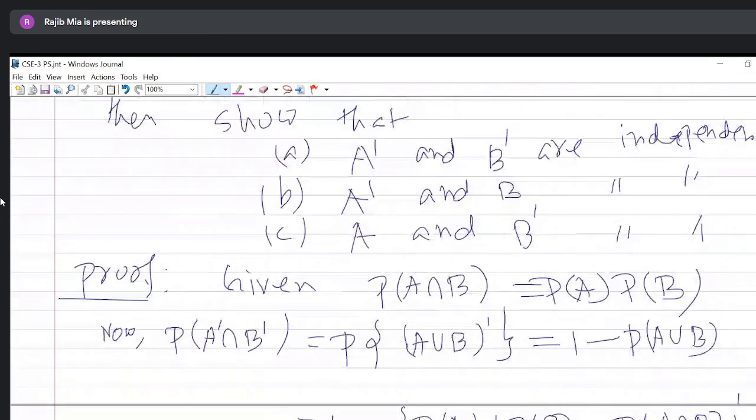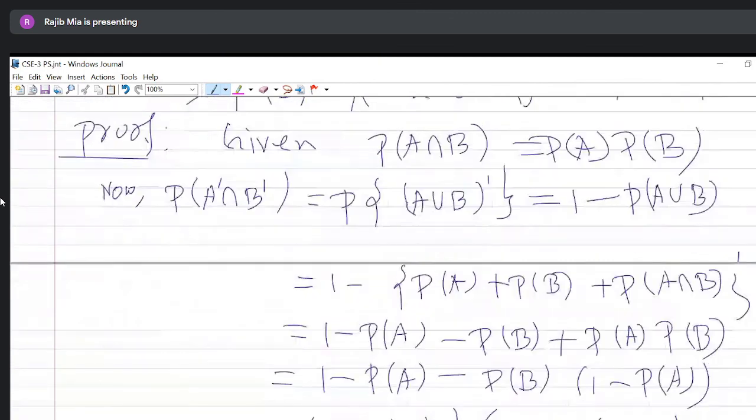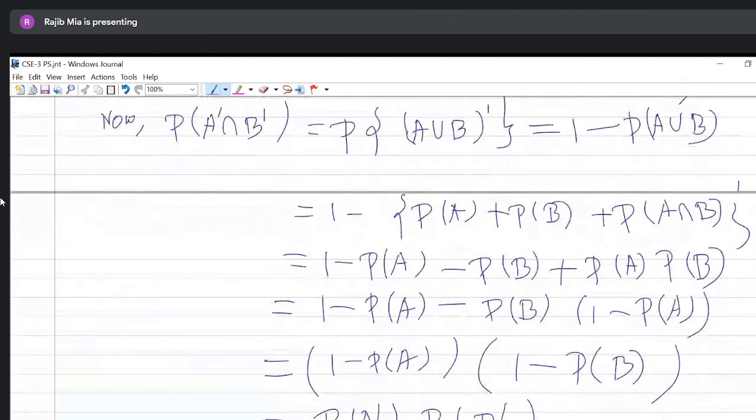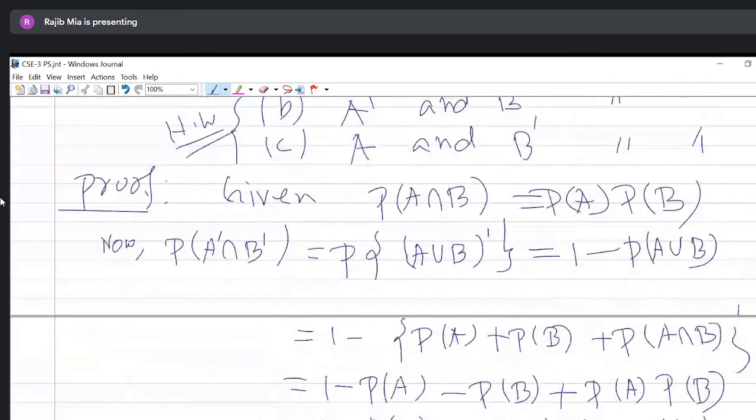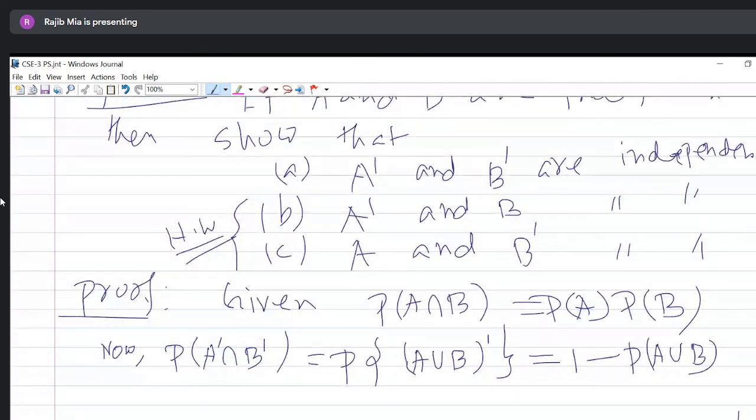Similarly, you can prove the last two parts also. This is homework: you have to prove part B and part C. You also have to remember these results, because using them you can solve the problems from the exercise. In the next class you will solve the problems from exercise 2.5.